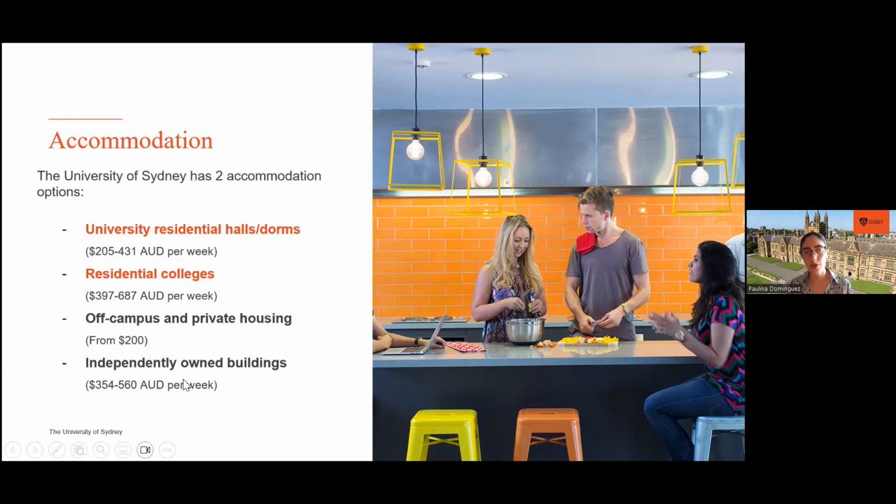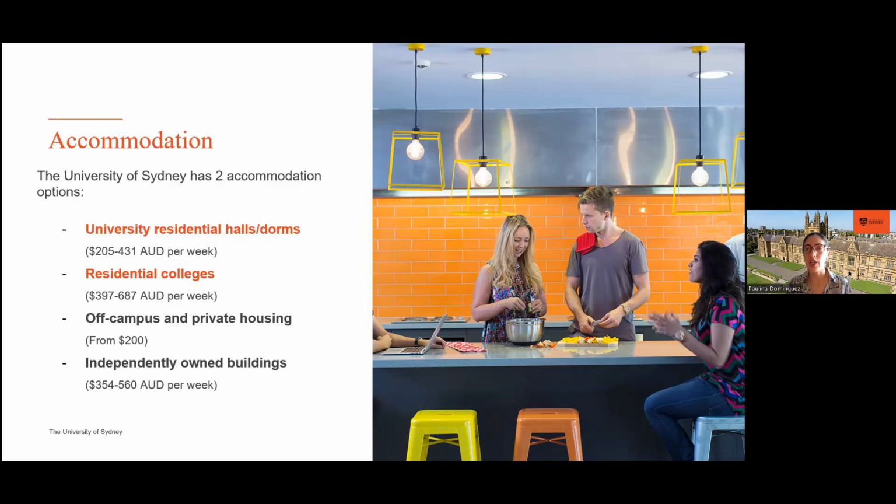But you also have other options, for example, off-campus private housing or independently owned buildings. If you decide to live outside of campus, the further away you go from campus, the less expensive it becomes. If you go 2 or 3 stations away from the University of Sydney, it becomes quite affordable, not cheap, but affordable. So there are a lot of options for international students in terms of accommodation.